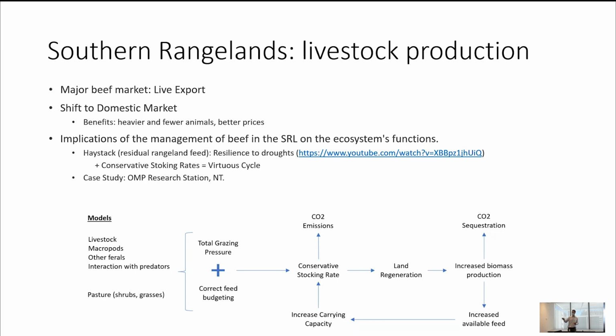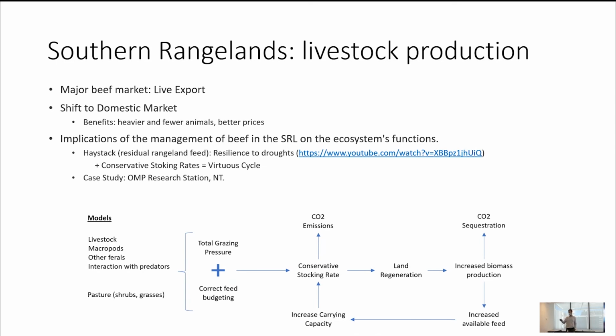A good case study would be analyzing the Alma Plains Research Station in Alice Springs, the Northern Territory. The idea is if we have a high stack and conservative stocking rate, we can regenerate the land and increase the biomass production when there is rain, really variable rain. That increases the availability of feed and the capacity, so we have a more productive system. We regenerate the land, and we can sequester even more carbon. So this is a virtuous cycle we're going to analyze and see how it works.